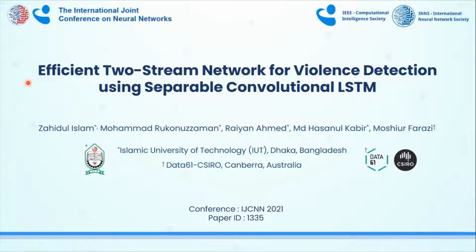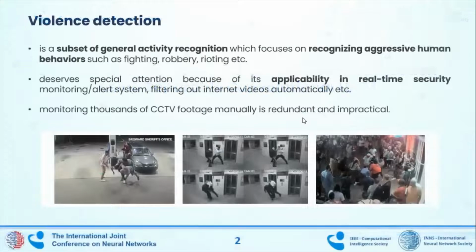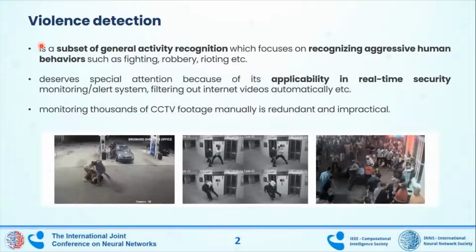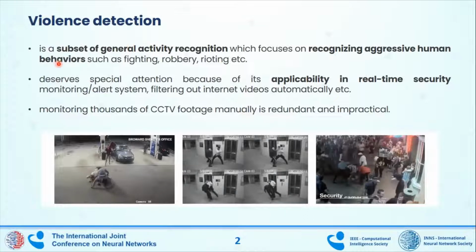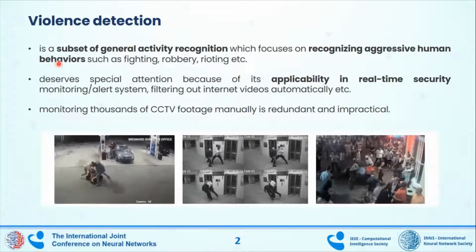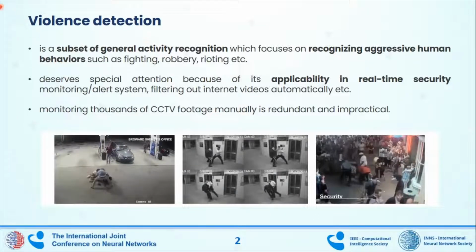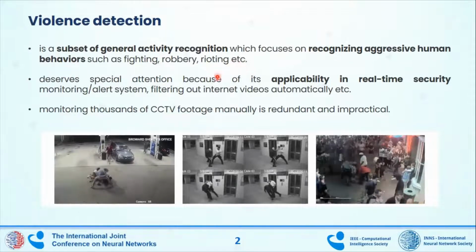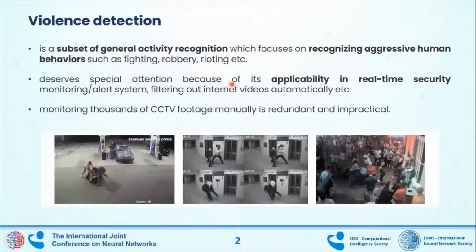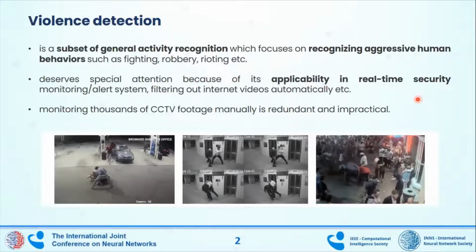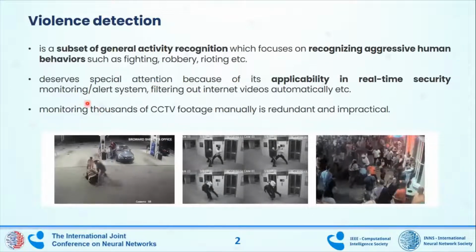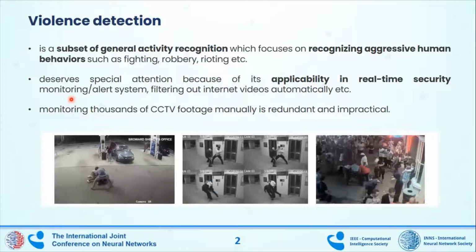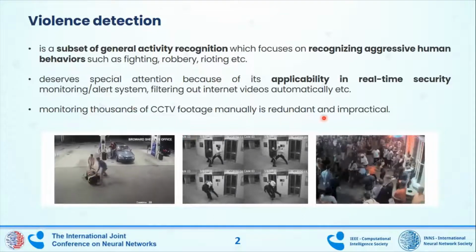Our paper is titled Efficient Two-Stream Network for Violence Detection Using Separable Convolutional LSTM. At first, let's see what is violence detection. It is a subset of general activity recognition which focuses on recognizing abrasive human behaviors such as fighting, robbery, rioting, etc. It deserves special attention because of its wide applicability in real-time security monitoring systems. Monitoring thousands of CCTV footage manually is redundant and impractical.